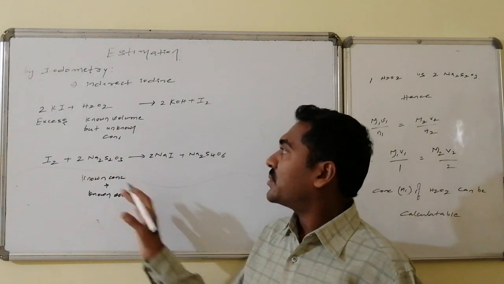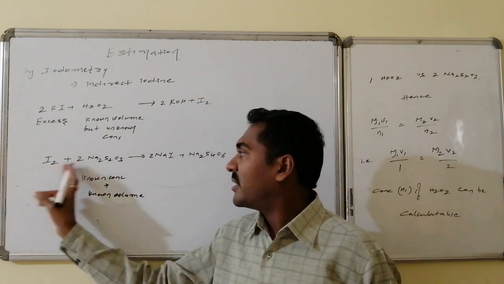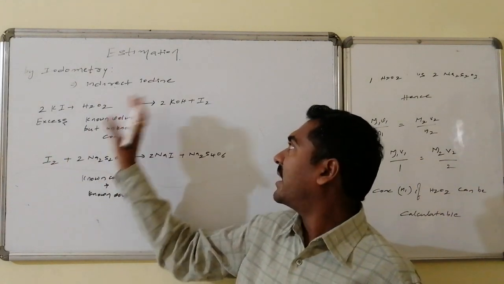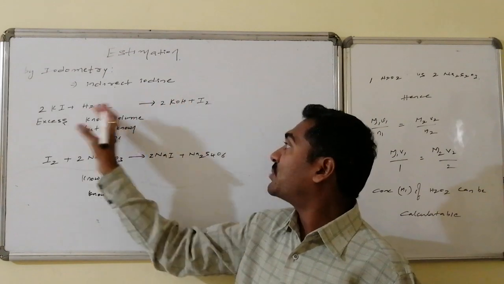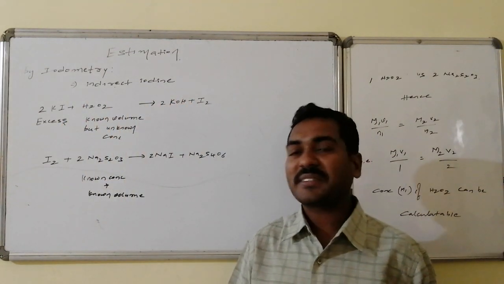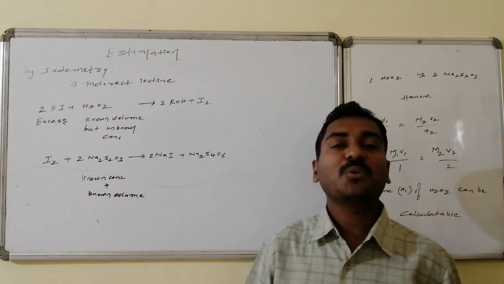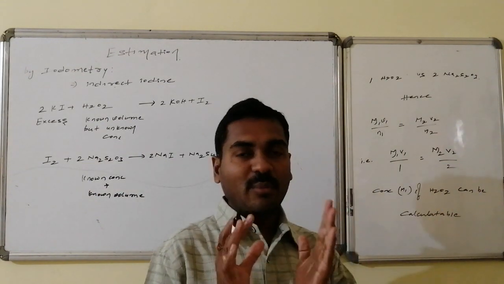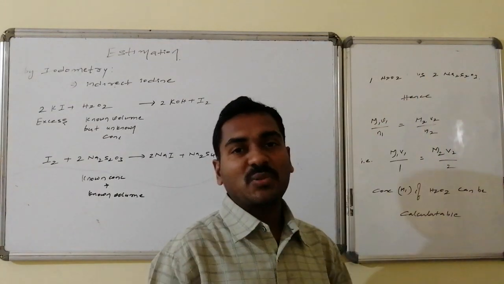If I take the ratio, 1 molecule of iodine is produced here. This 1 molecule of iodine is reacting with 2 molecules of sodium thiosulfate. If I take iodine as common, the iodine equivalents are this. This iodine is produced from 1 molecule of hydrogen peroxide. So 1 molecule of hydrogen peroxide is reacting with 2 molecules of sodium thiosulfate. That's what the chemical equivalent ratios are: 1 of hydrogen peroxide versus 2 of sodium thiosulfate.